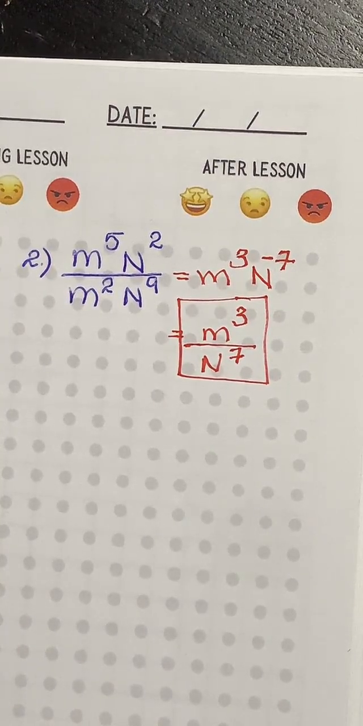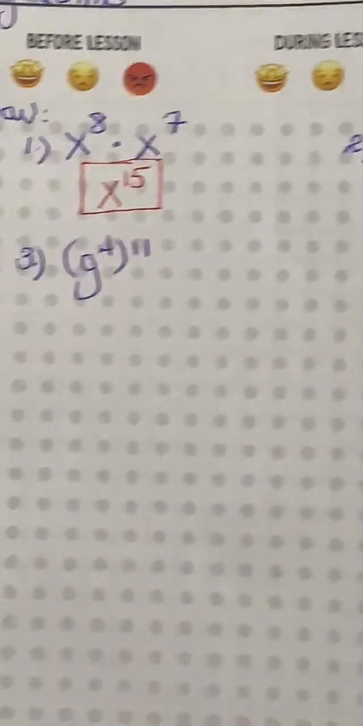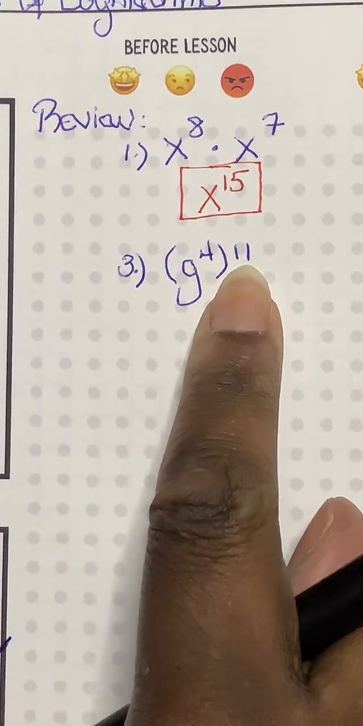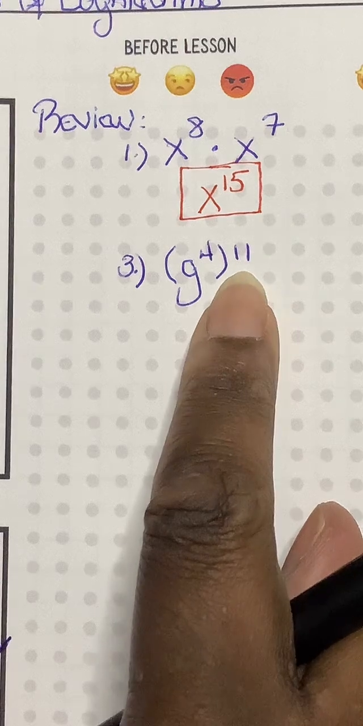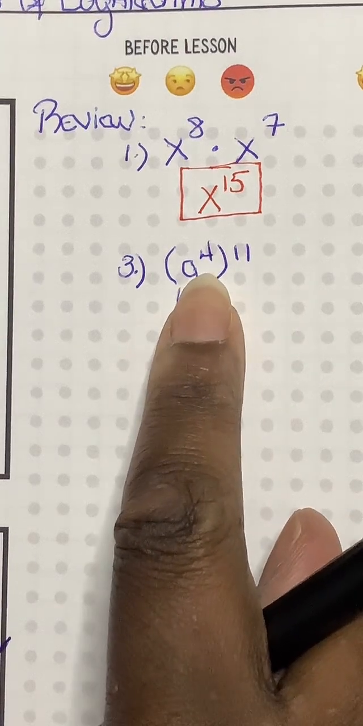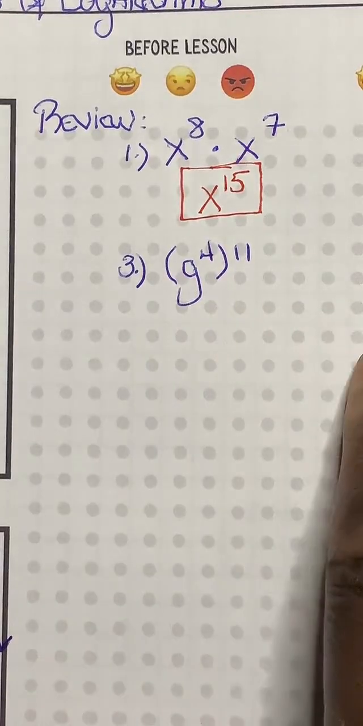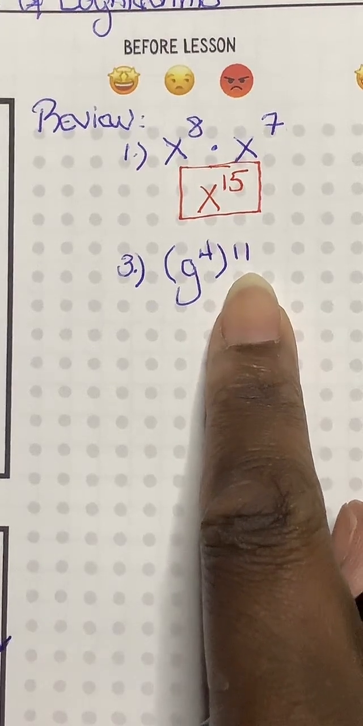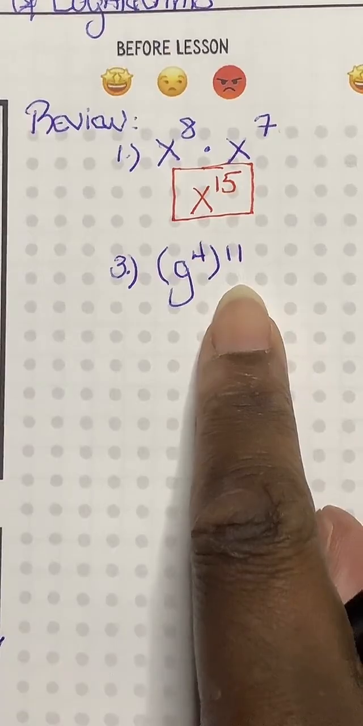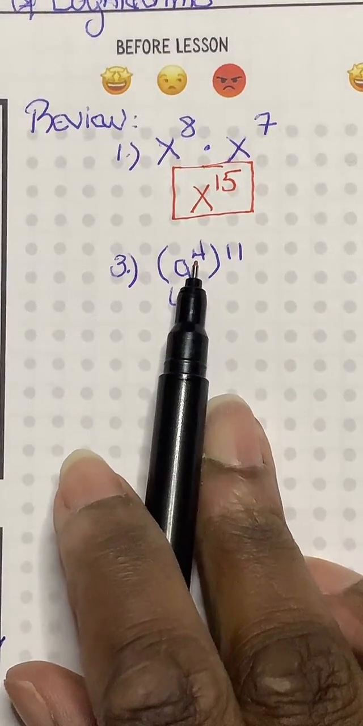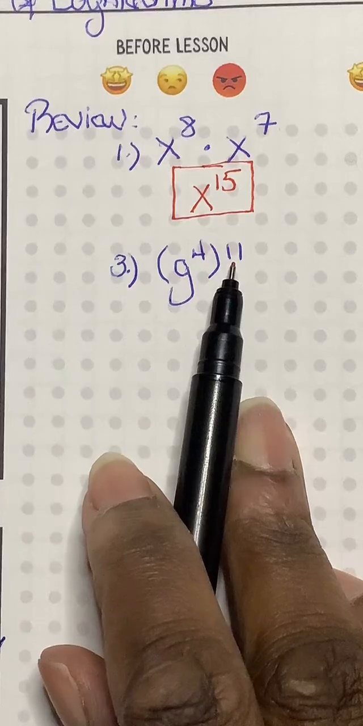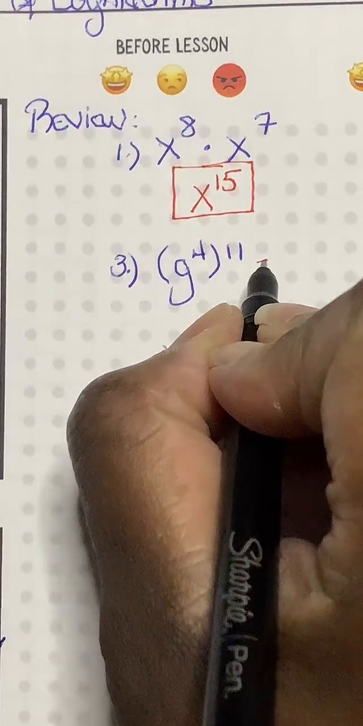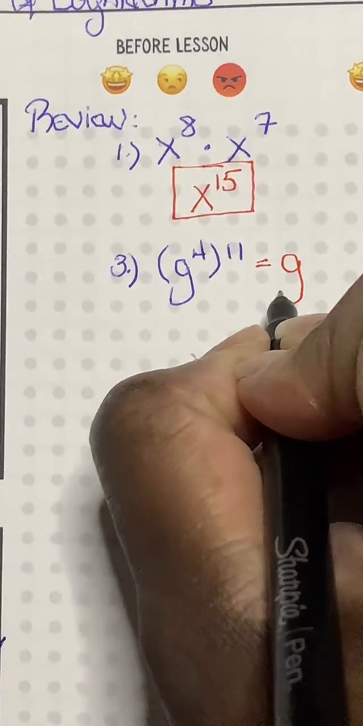All right. So now, last but not least, we have g to the 4th power raised to the 11th. So this is saying that I am taking g to the 4th and multiplying g to the 4th to itself 11 times. Now, I'm not going to do that individually because that is crazy. So what you can do is, when you have an exponent being raised to an exponent, basically being separated by a parenthesis, you are actually going to multiply the exponents.